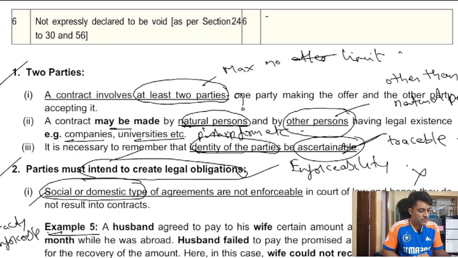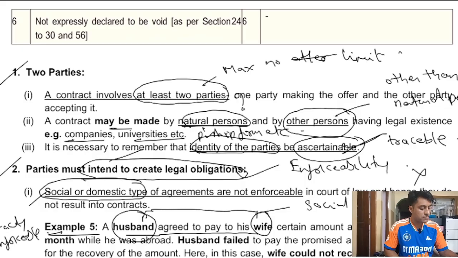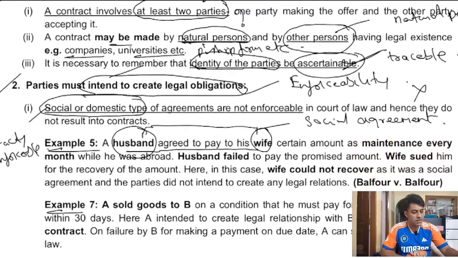The husband and wife example, I think we have already seen in the previous class, but I will quickly run through it. A husband agreed to pay his wife. Husband and wife, always problematic. Whenever husband and wife come up, they create a lot of problems. The moment you read this first line, husband and wife, that means this is a social agreement, which cannot be enforceable. Why? Because they don't intend to create any kind of legal obligation. This is already discussed, so we are not discussing it again here. This is a simple example.